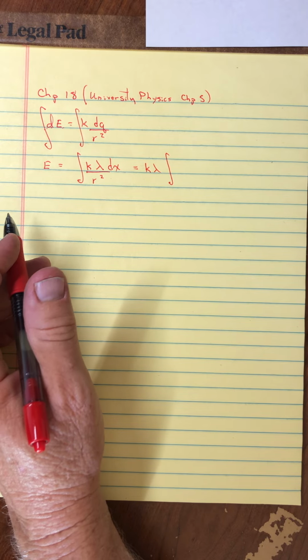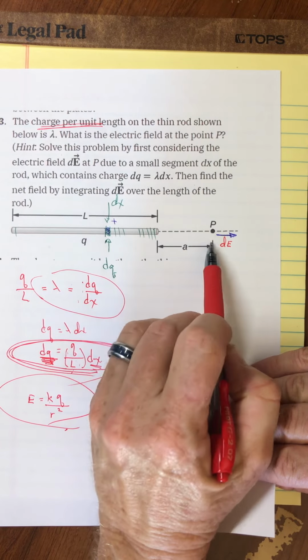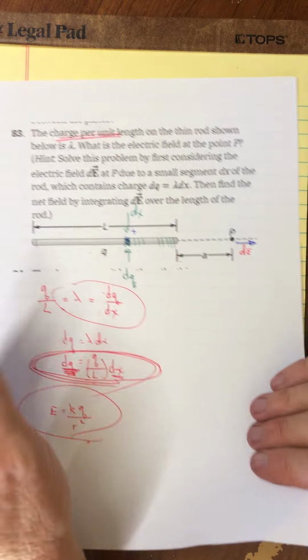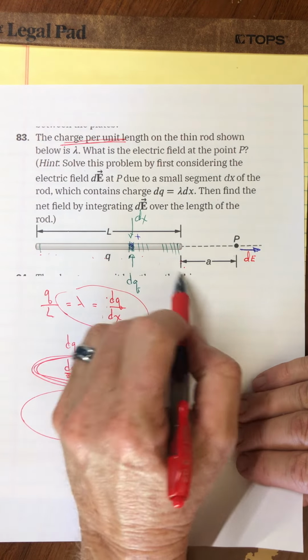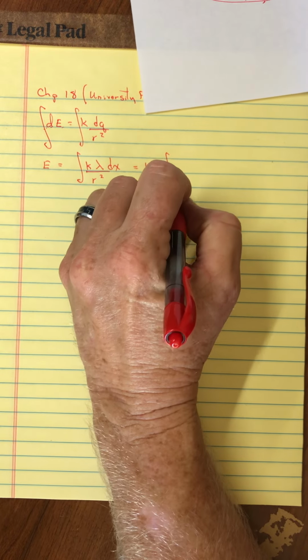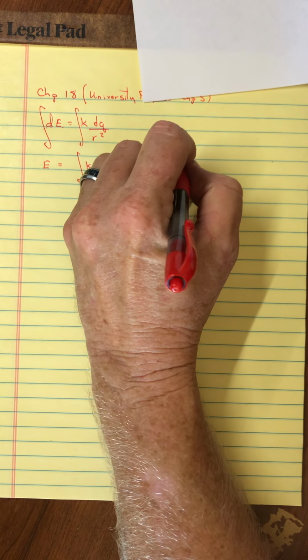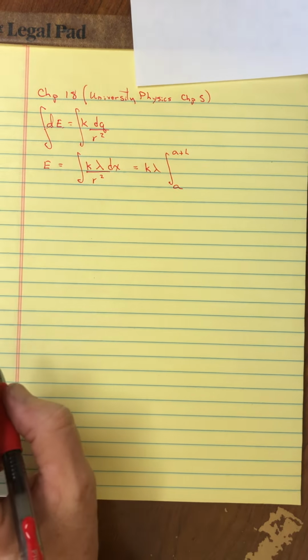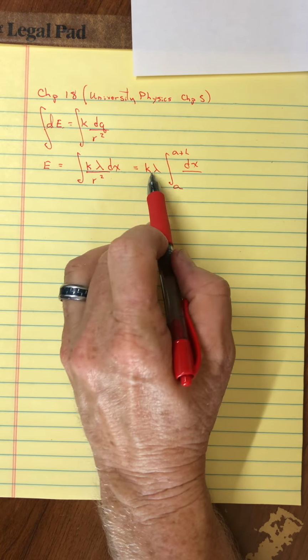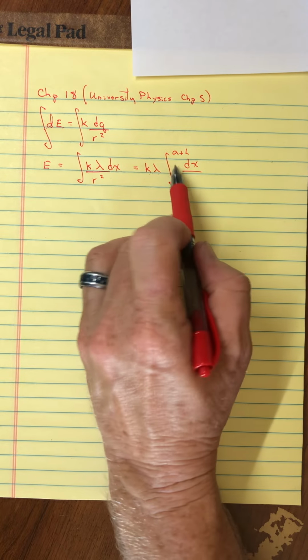And I would then be thinking of my first chunk of charge at a distance of a, and my last chunk of charge at a distance of a plus L. So I'll put my limits here, from a to a plus L. And there's my dx, so that's kind of the numerator. Two constants I can pull out in front, the dx and the limit.